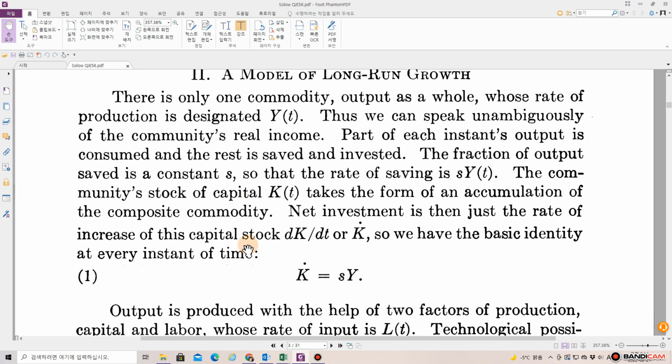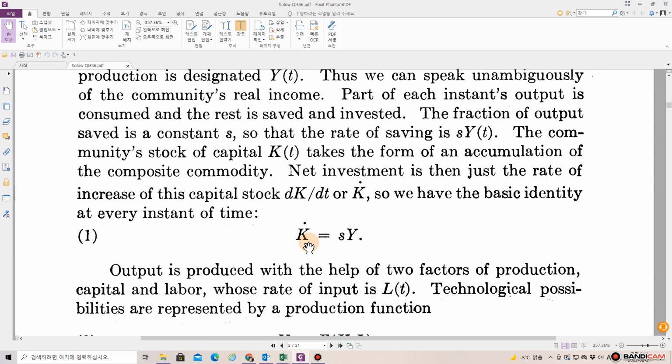There is only one commodity, output as a whole, whose rate of production is designated Y(t). Thus, we can speak unambiguously of the community's real income. Part of each instant's output is consumed and the rest is saved and invested. The fraction of output saved is a constant s, so that the rate of savings is sY(t).